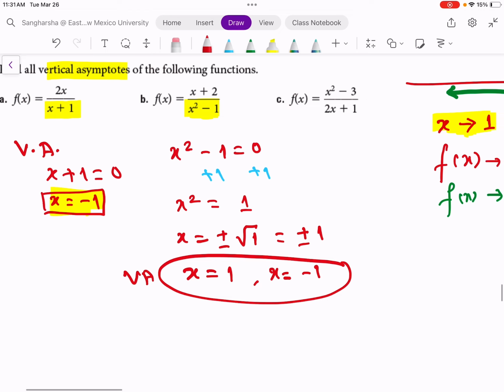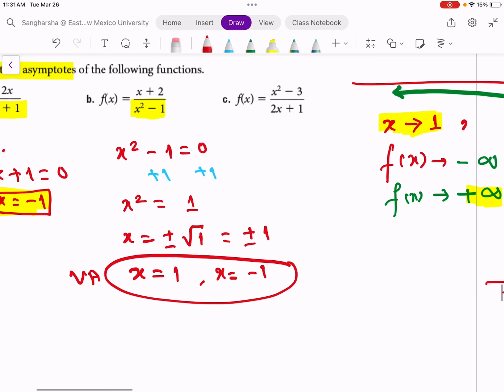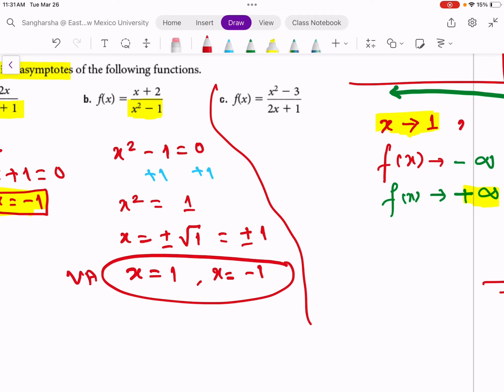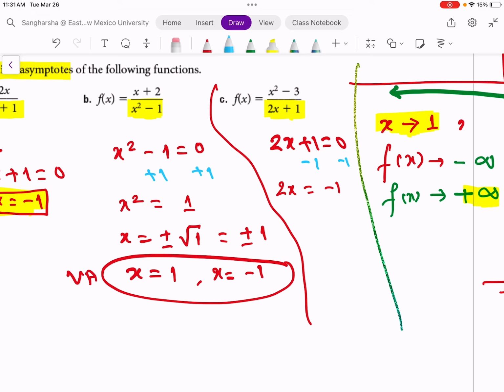Now similarly for part C, we have this function. We are asked to find the vertical asymptote. So you set your denominator equal to 0. So we have 2x plus 1 equals 0. Let's solve this equation. We subtract 1 on both sides, so we have 2x equals negative 1. Now to get rid of the 2, we divide both sides by 2. And our x is negative 1/2. And this is the vertical asymptote.